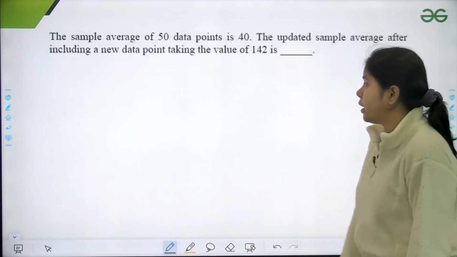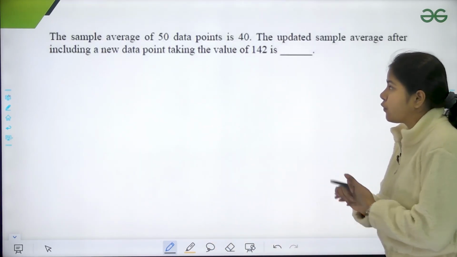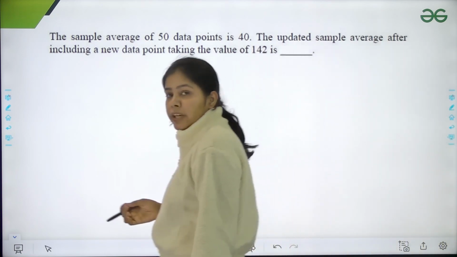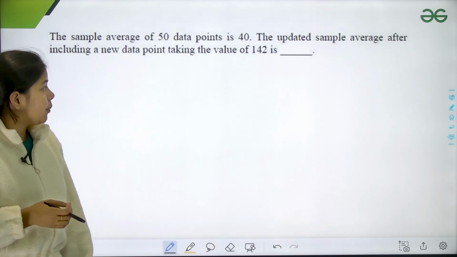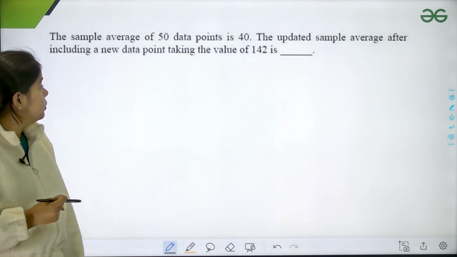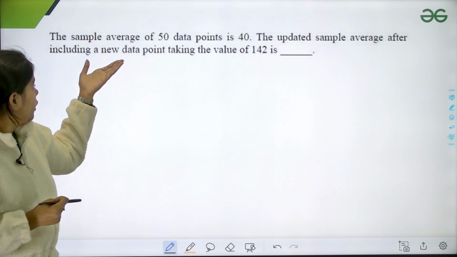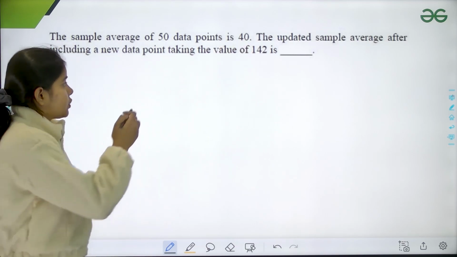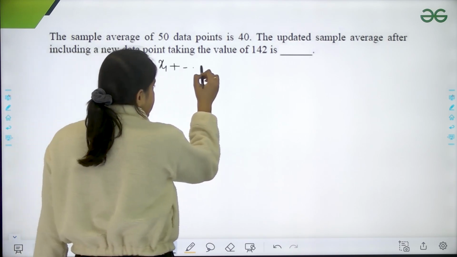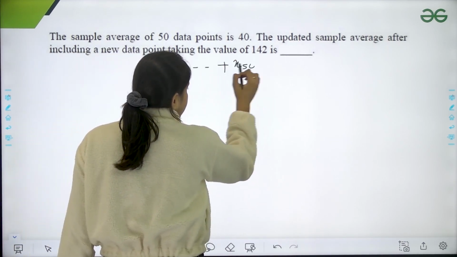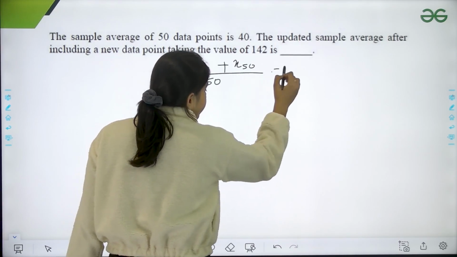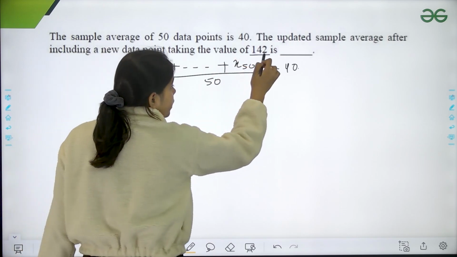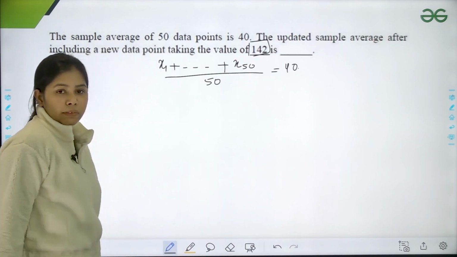Now the next question we have says that the sample average of 50 data points is 40. The updated sample average after including a new data point becomes 142. Then we have to, okay, so the new data point is 142. We have to tell the updated sample average. So that means (x1 plus x2 plus ... plus x50) upon 50 is equal to 40, given to me. That is, the mean of 50 numbers is 40, and they told me to add 142. That is a new number.